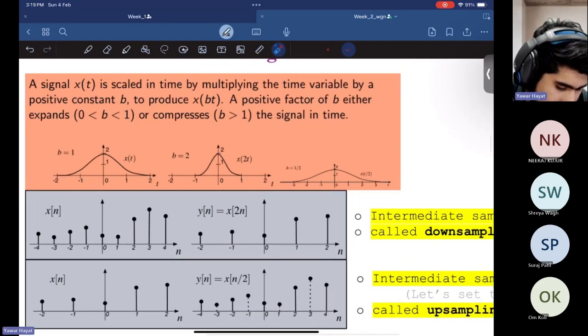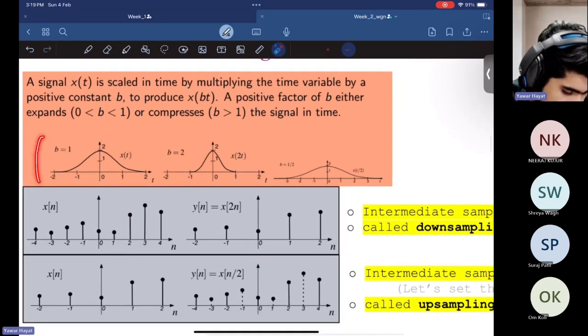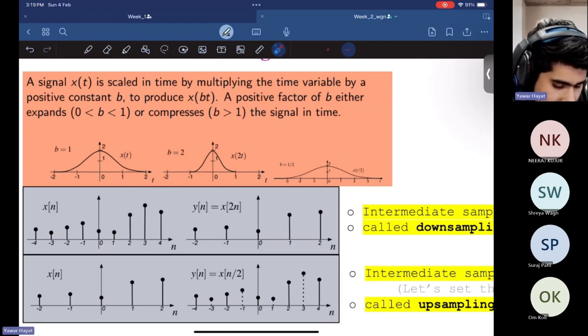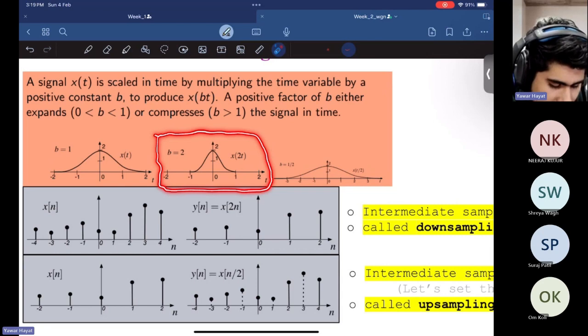Let me zoom it. If this was our signal and we were interested in obtaining x of 2t, x of 2t would mean that this factor b is greater than 1. So that would mean that we are interested in compressing a signal.